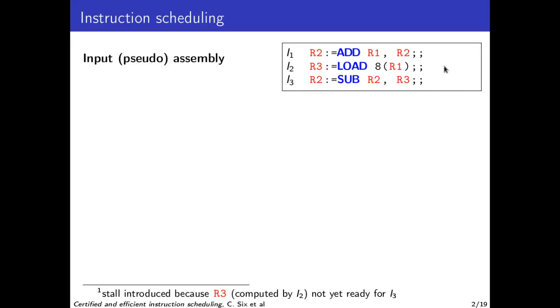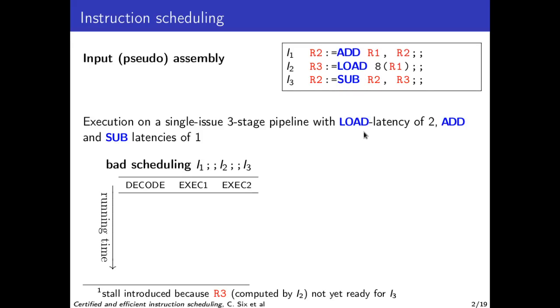To introduce instruction scheduling, here is a very simple piece of code. That piece of code does an addition, a load from memory, and then a subtraction using the value we just loaded. Each instruction on the CPU takes a certain amount of cycles, which we call latency. Here we are going to assume that the addition and the subtraction have a latency of 1, while the load has a latency of 2.